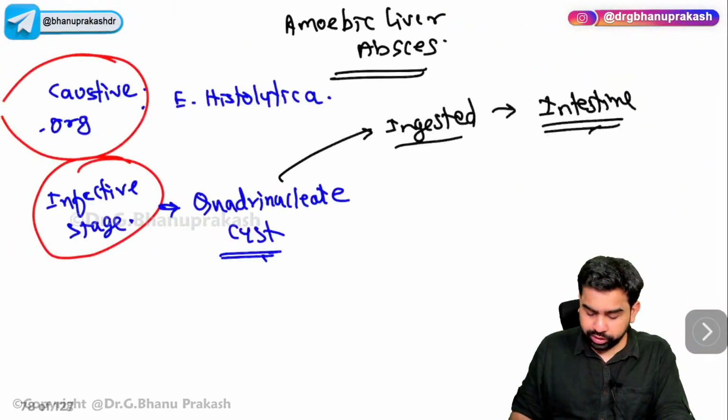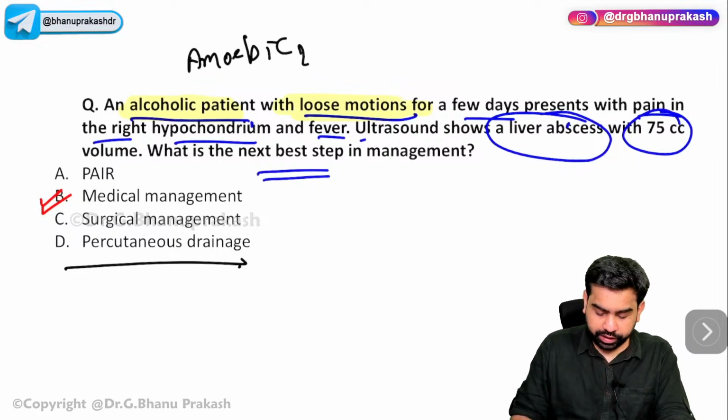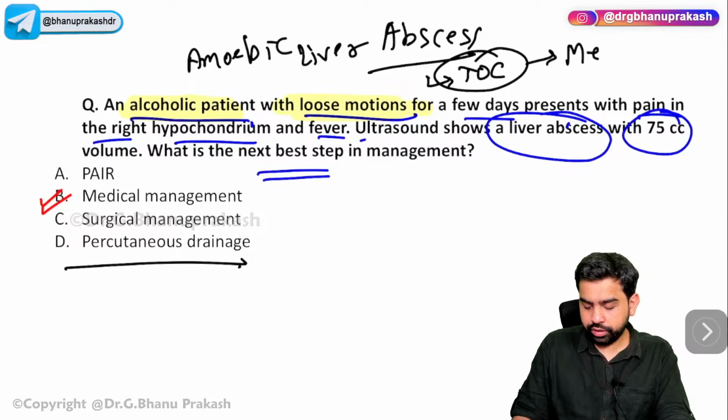Okay. Now, why not D? Somebody had asked, why not D, pancreatic drainage? Because the diagnosis over here is an amoebic liver abscess, and in the amoebic liver abscess, the treatment of choice is metronidazole.